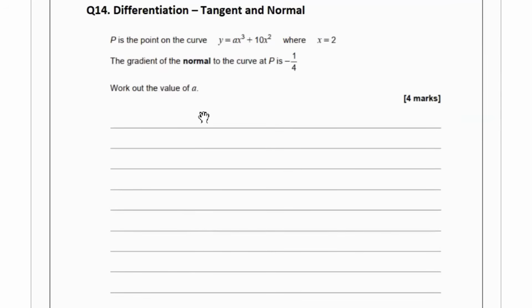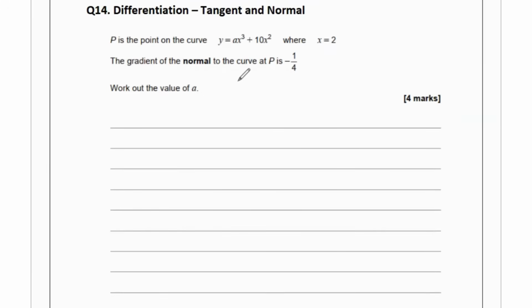Then for differentiation, I use this question for tangent and normal, just in case they give it in paper too. So it says that P is the point on the curve y equals ax cubed plus 10x squared, where x equals 2. The gradient of the normal to the curve at P is negative 1 over 4. Work out the value for A.